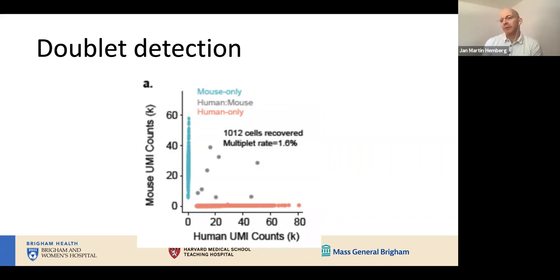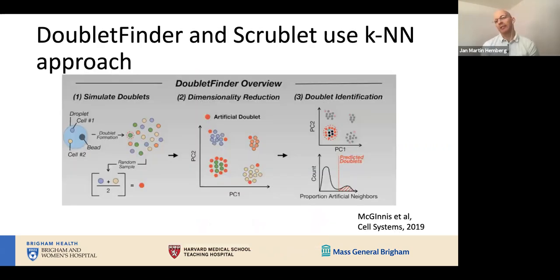So this type of experiment you'll often see when people develop new technologies, and it's considered an important benchmark. Now, of course, in most practical experiments, you won't have two species to deal with, but you'll only have cells from one species. So then you'll need a different type of approach. And again, there are multiple methods to do this.